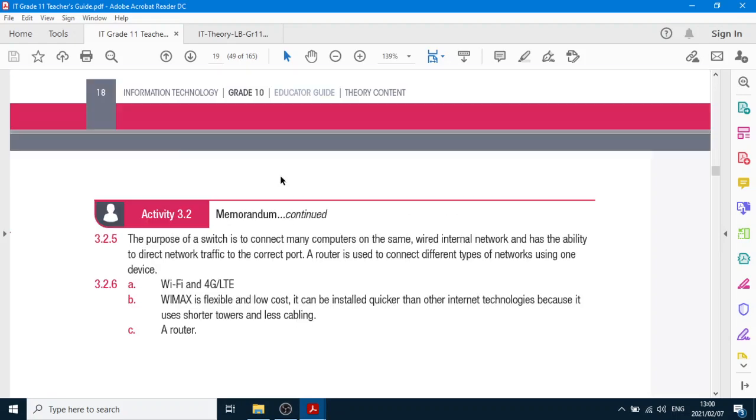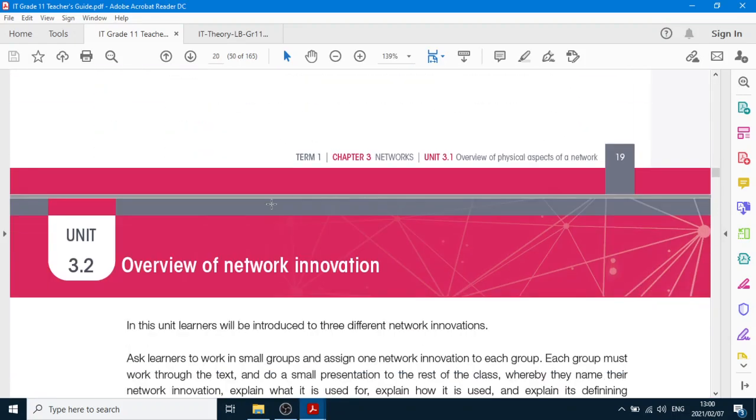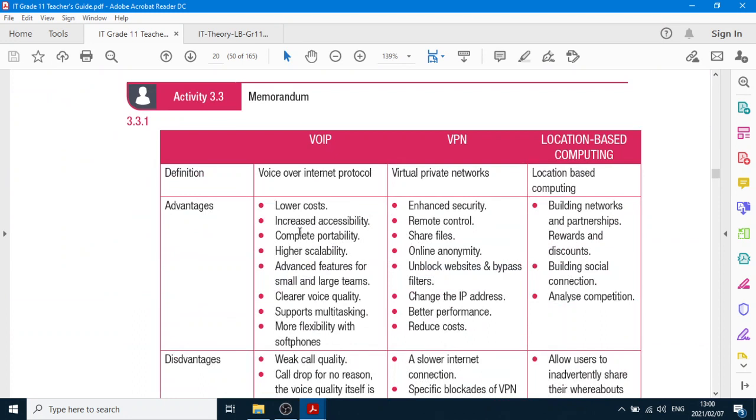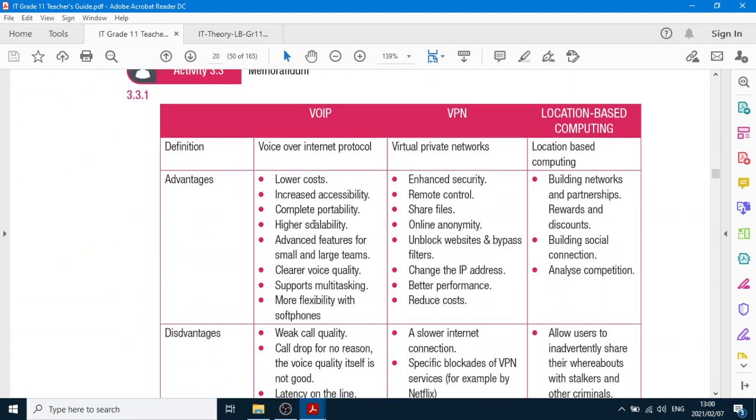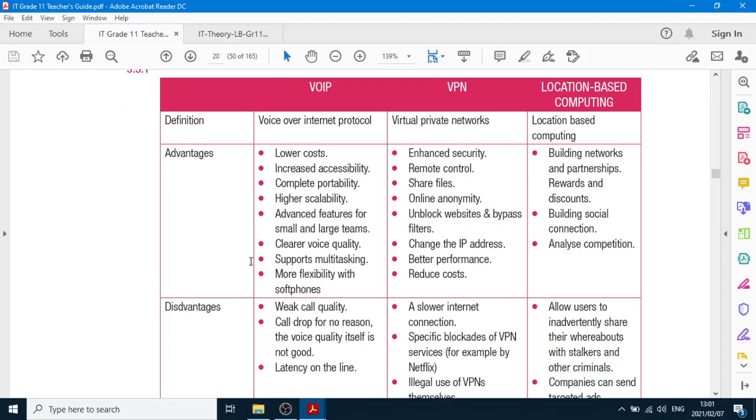Oh my word. Okay, there it is. Okay, voice over IP. Advantages: it's lower cost, increased accessibility, complete portability, higher scalability, advanced features for small and large teams, clearer voice quality, supports multitasking, more flexible with soft phones.